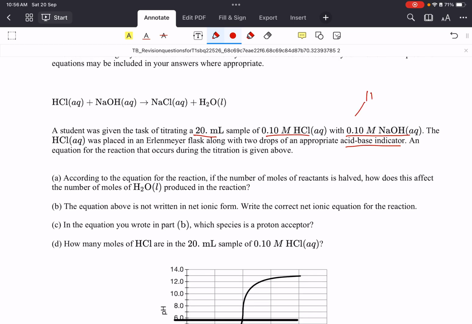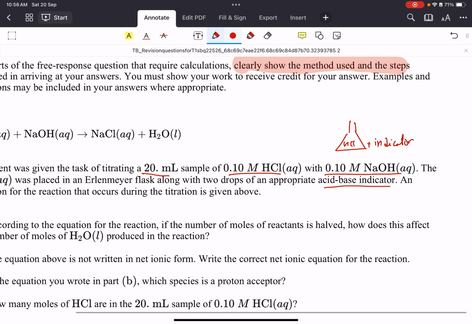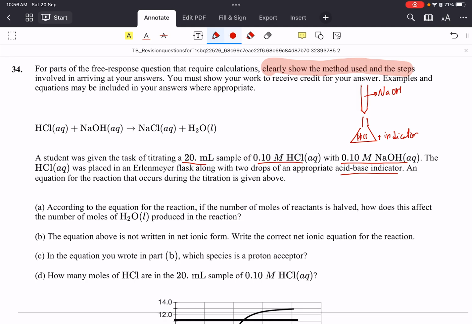So here's the acid, HCl, and an indicator, and above it, in the burette, I added the NaOH. We're doing a titration. An equation for the reaction that occurs in the titration is given above.